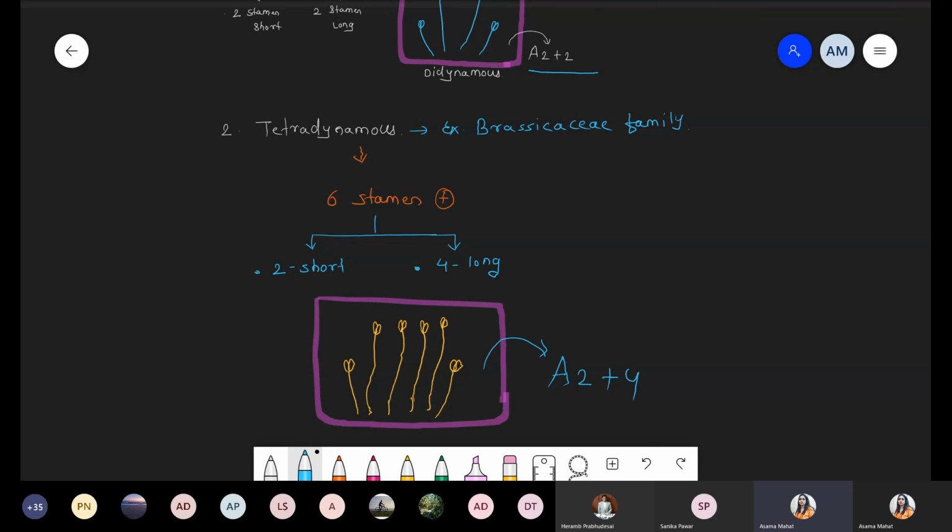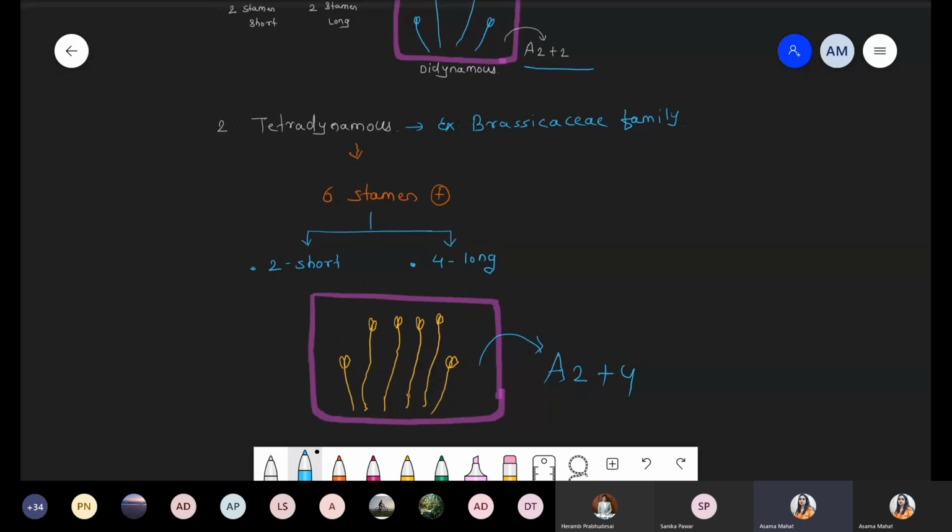Now are you understanding? Good. Yes, androecium, that is 2 plus 4: 2 toward the outer side and the 4 located toward the inner side. So got this point? Okay, this point is clear. So these are exactly the 2 points with respect to the arrangement of the androecium based on their length: the didynamous condition and the tetradynamous condition.